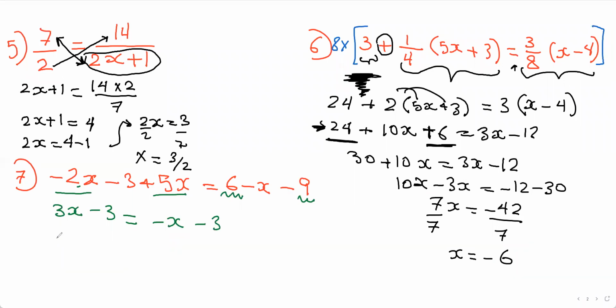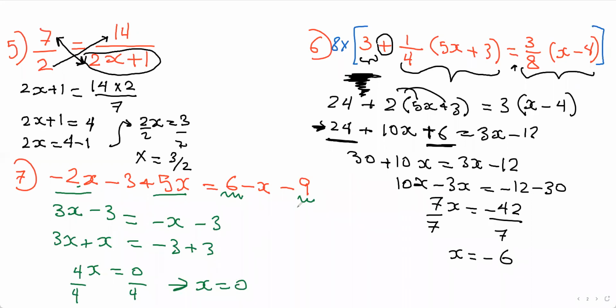Now I move the x's to one side, so 3x plus x. And the negative 3 stays here, and that -3 when it moves becomes +3. So 4x, 3x plus x, there's a 1 here, so that's 4x equals 0. Divide both sides by 4. It gives you x equals 0.